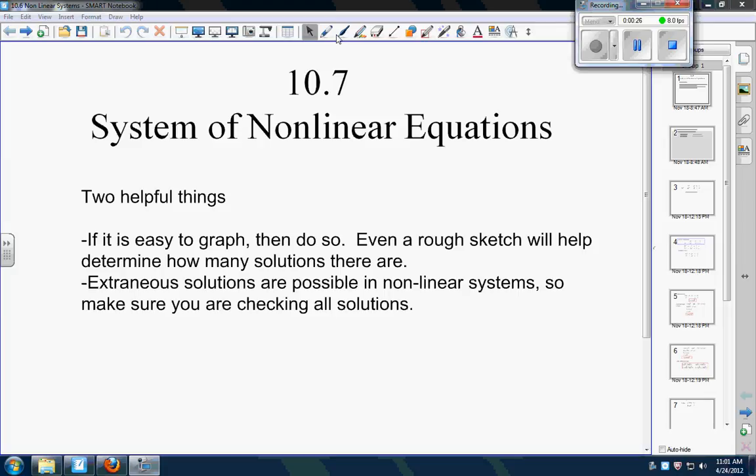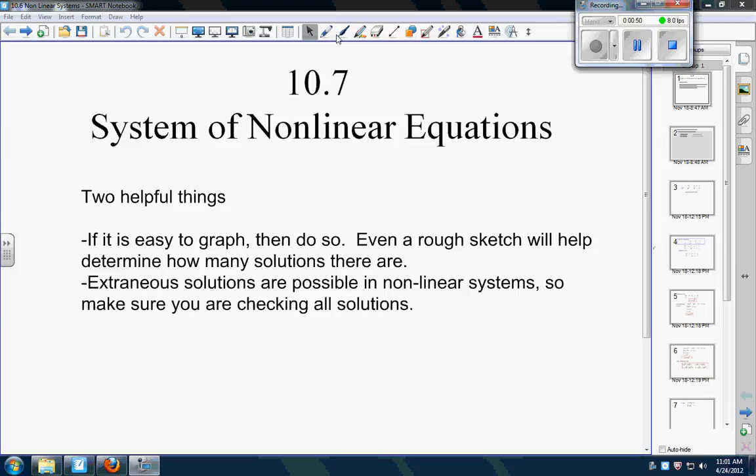So we're gonna be looking at systems of nonlinear equations. You guys have done systems of equations in Algebra 1, Algebra 2, College Algebra. So basically, does it have one solution? Does it have no solutions? Does it have infinite solutions? So we're trying to find where lines hit each other. Now we're going to look at nonlinear ones, so it's not going to be just lines. It could be parabolas, cubics, circles, whatever.